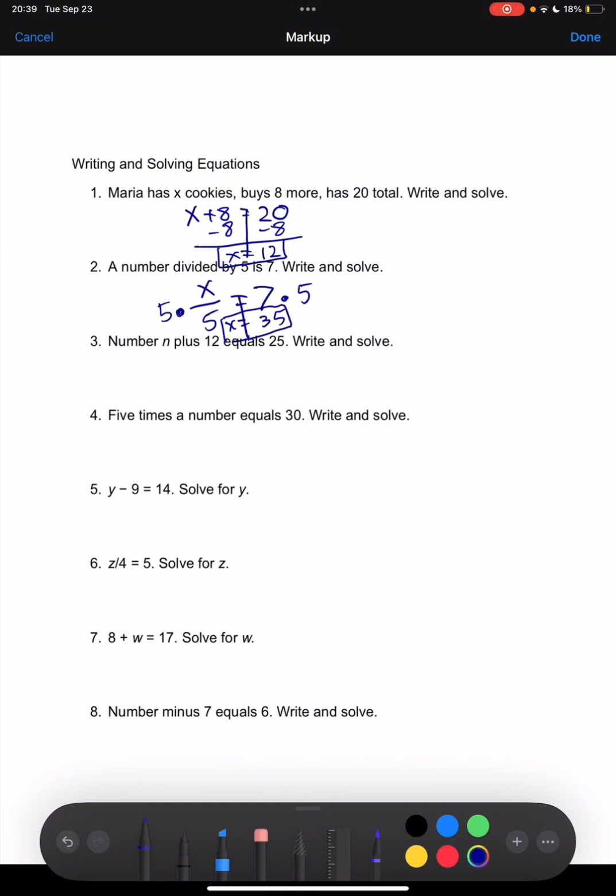Number 3, n plus 12 is equal to 25. Write and solve. So, the unknown number n plus 12 is equal to 25. Now we have to get the variable isolated, so we're going to subtract 12 from both sides, and that means it is equal to 13.